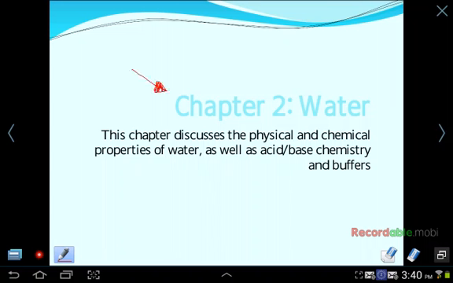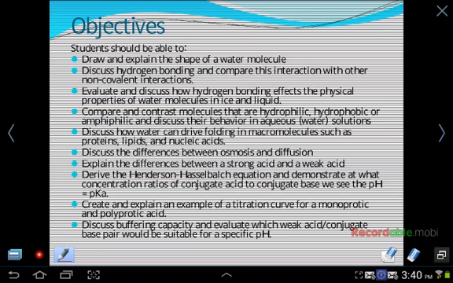So today we are talking about wonderful, awesome water. As you know, water is H2O. And basically what we're talking about today is the physical and chemical characteristics of water, as well as a little bit of acid-base chemistry, which hopefully is a review. And we'll also talk about buffers, which is how the body maintains certain pHs.